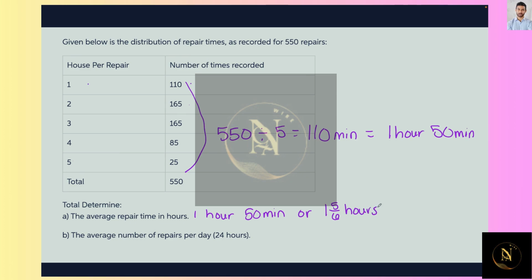The average number of repairs per day in 24 hours. So you're going to take 24 and divide it by 1 and 5/6. And that would be equal to 13 and 1/11 repairs every 24 hours.